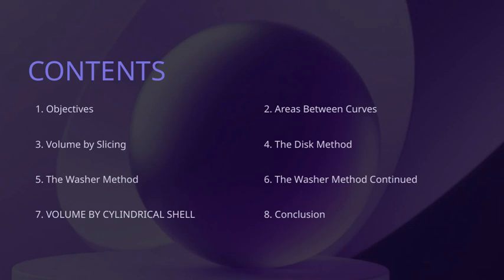Now, as we come to the conclusion, let's briefly review what we've covered. First, we looked at the fundamentals of finding areas between curves, which is essential for understanding how to set up our integrals. Then, we explored the volume by slicing, which is a foundational concept for calculating volumes of various shapes. Next, we examined the disk method, a powerful technique for revolving regions around an axis to find volumes. We also extended that idea with the washer method, which helps us handle regions with holes or multiple boundaries.